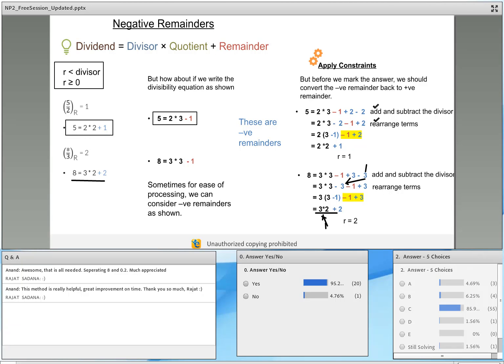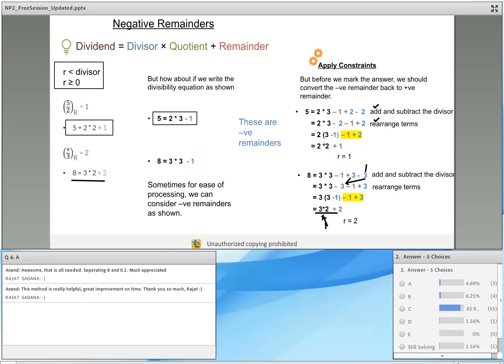We are going to use this concept in the next couple of questions. As you get to the next couple of questions, you know everything. All you have to do is, instead of expressing the dividend as divisor times quotient plus a number, you're going to find that it's easier to express 8 as 3 times 3 minus 1 rather than 3 times 2 plus 2. That's just because of the nature of the questions. So that's all that we're going to do.